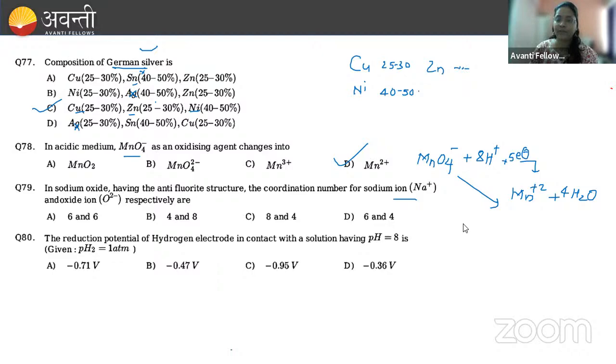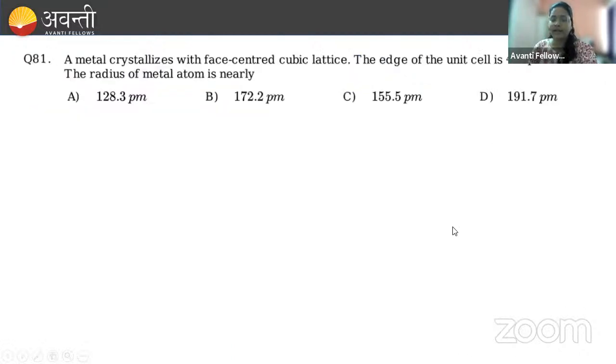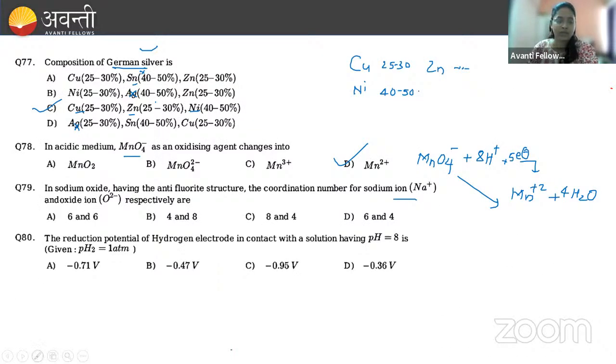So the sodium ion is present at the tetrahedral sites. That's why its coordination number is 4 in the anti-fluorite structure. And for the oxide ion, its coordination number is 8. So 4 and 8 will be our answer, and that's why our answer will be option B. Okay? So next question.